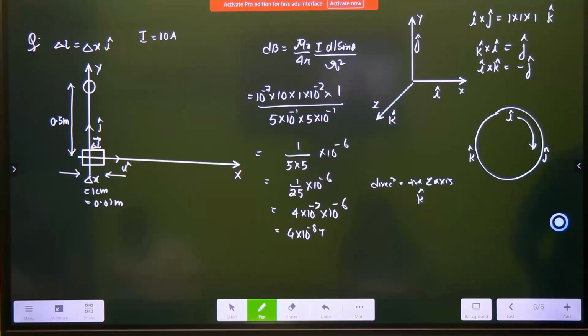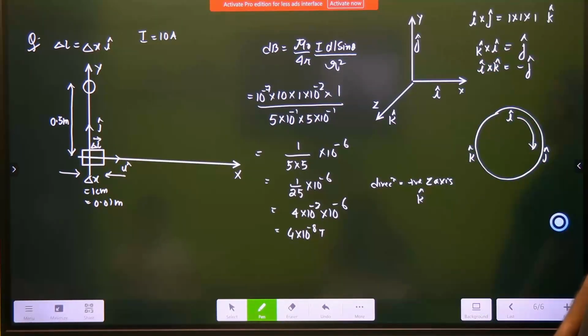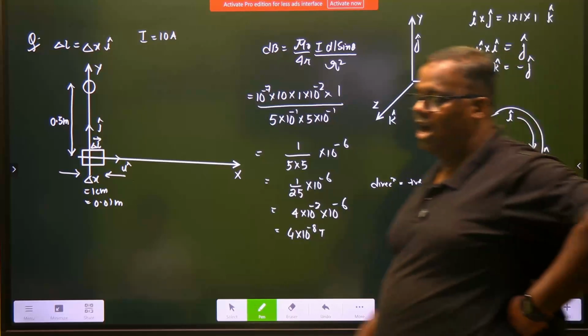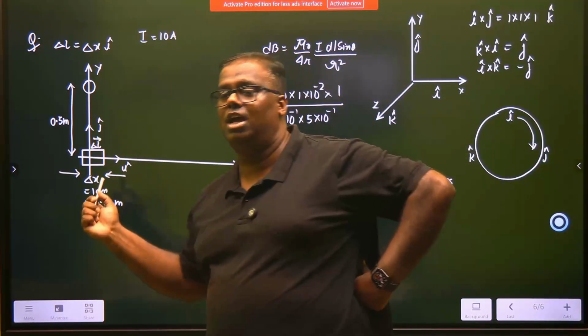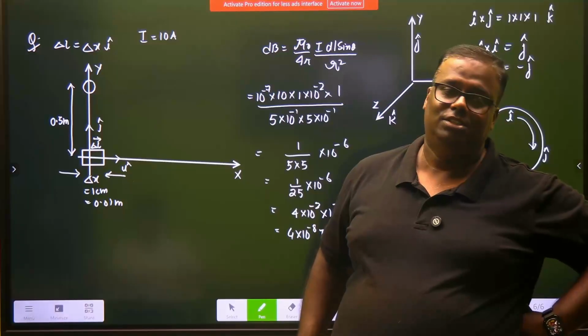Clear? Biot-Savart's law, you need not put the right hand thumb rule. In Biot-Savart's law, you just put dl cross r. The vector is not r cross dl, it is dl cross r. Because see, sir, if I would have done r cross dl, then r cross dl means you would have done j cross i. J cross i will give you negative k, which is wrong. Okay?